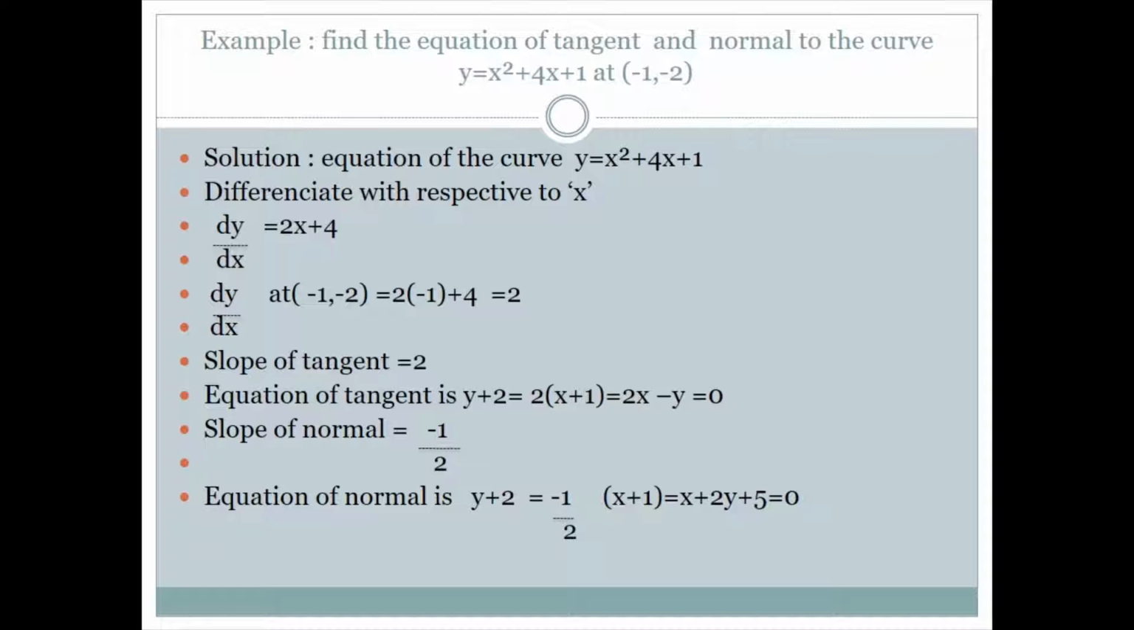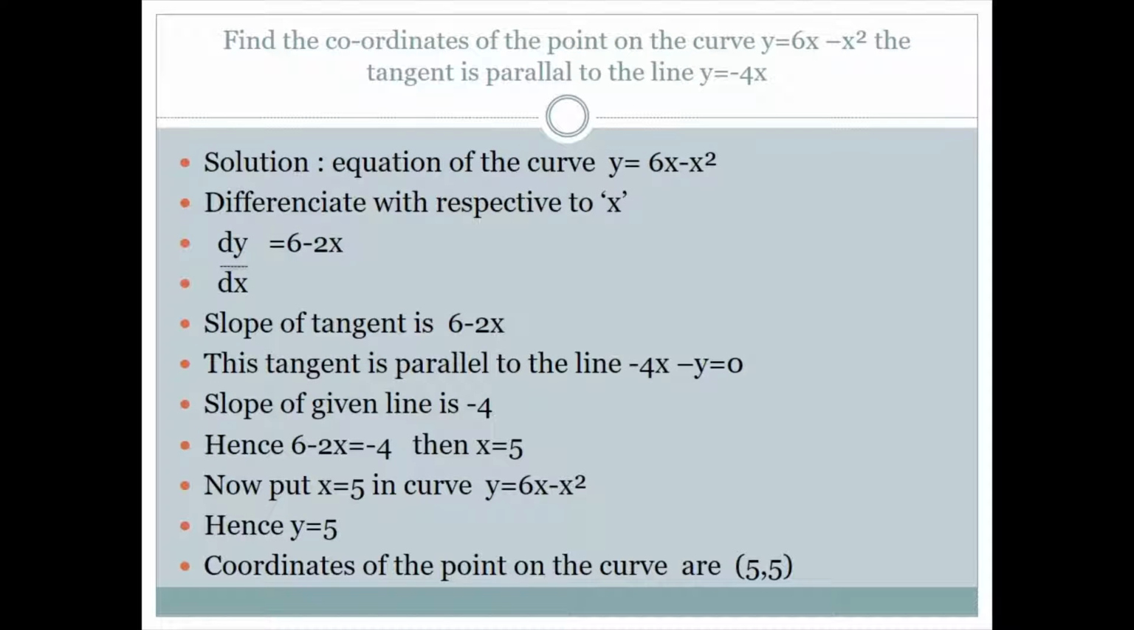Now using point and slope, we can find the equation of the tangent: y plus 2 is equal to 2 into x plus 1, which gives 2x minus y is equal to 0. Slope of normal is minus 1 upon 2. Equation of normal is y plus 2 is equal to minus 1 by 2 into x plus 1, which gives x plus 2y plus 5 equal to 0.